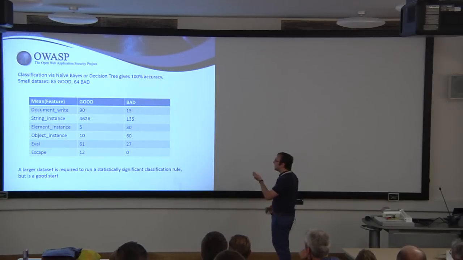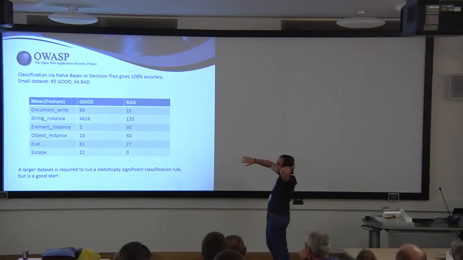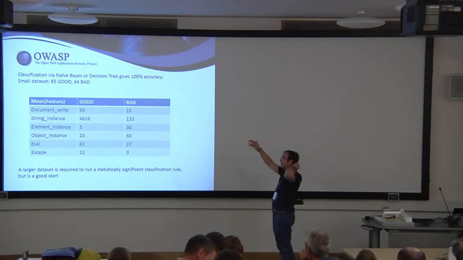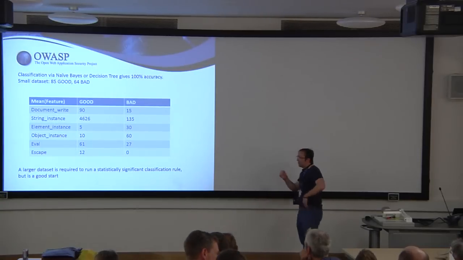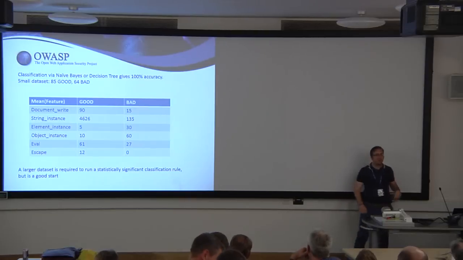But just to give you an idea, you can kind of say what is a good one and what's a bad one. You can measure these six features, and if the features are in that particular range, then it's a good website. Otherwise, it's a bad website. But you can train your classifier as you gather more data.